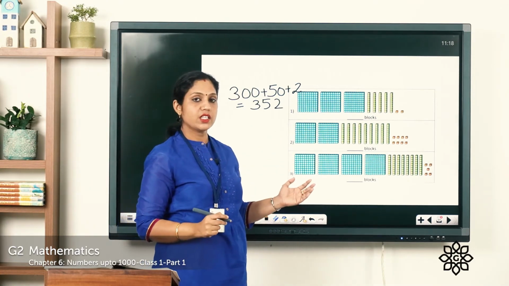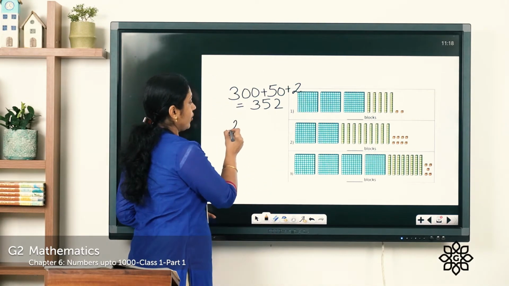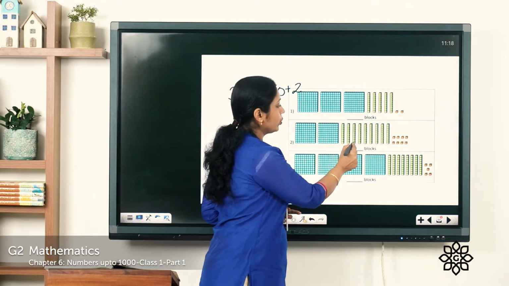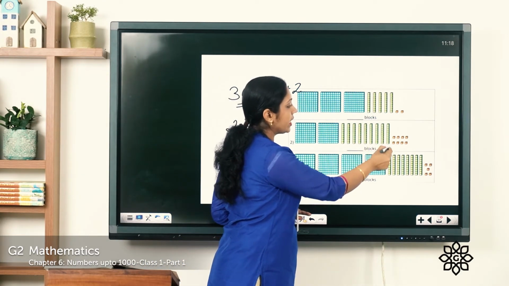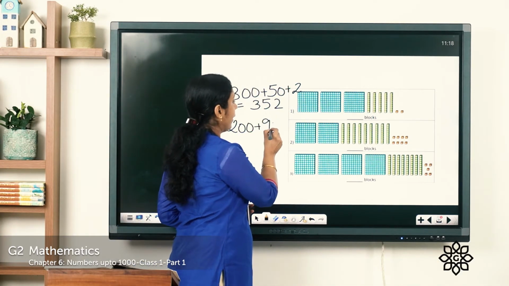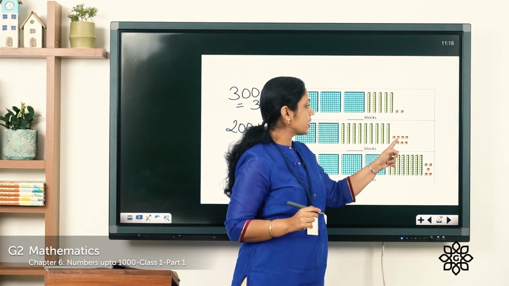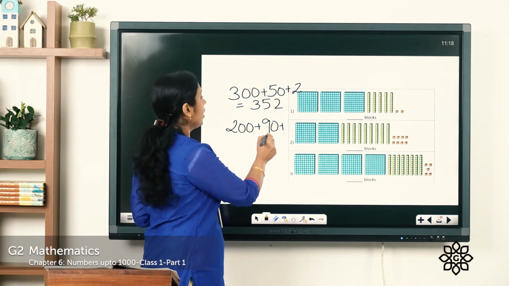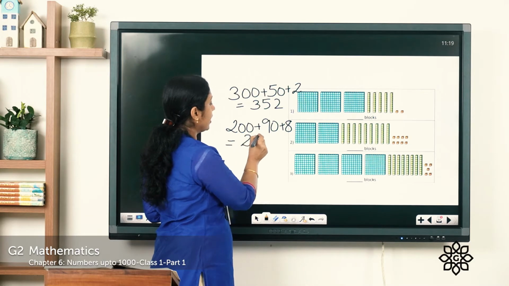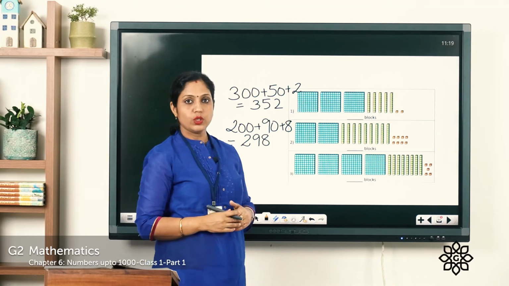In this, how many hundreds blocks are you able to see? There are 2 hundreds blocks. So we can write it as 200 plus how many tens blocks? 1, 2, 3, 4, 5, 6, 7, 8, 9. So 9 tens blocks makes 90. 90 plus the ones: 1, 2, 3, 4, 5, 6, 7, 8. So 8 ones are there. Write that 8 here, and what is the number? 298 is the answer. Let's do the last one.